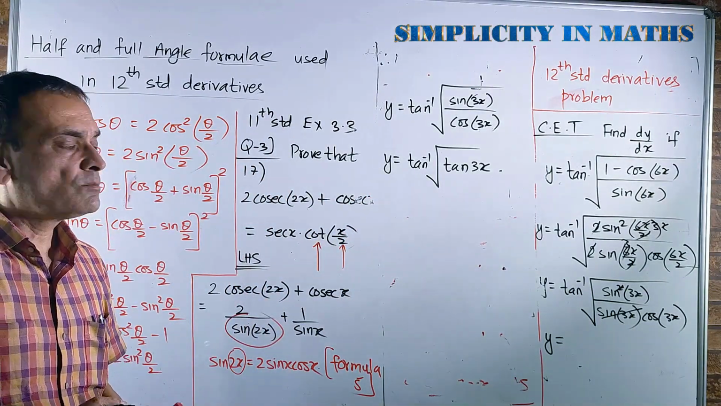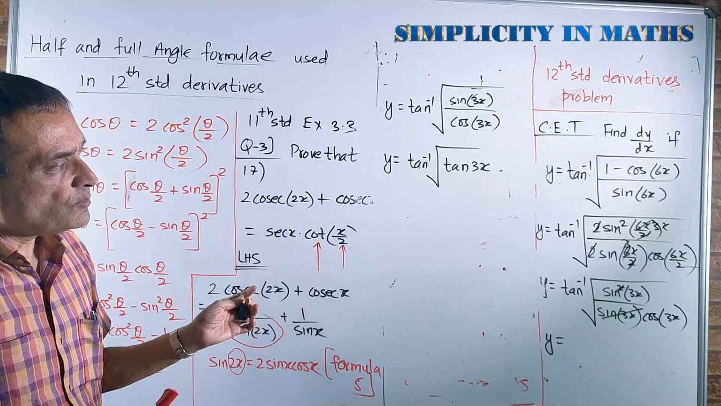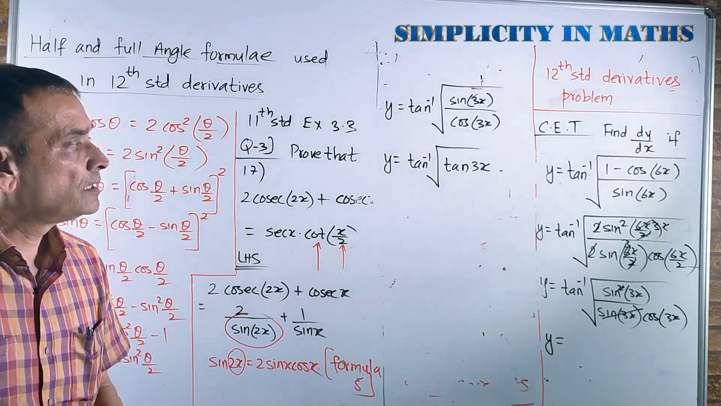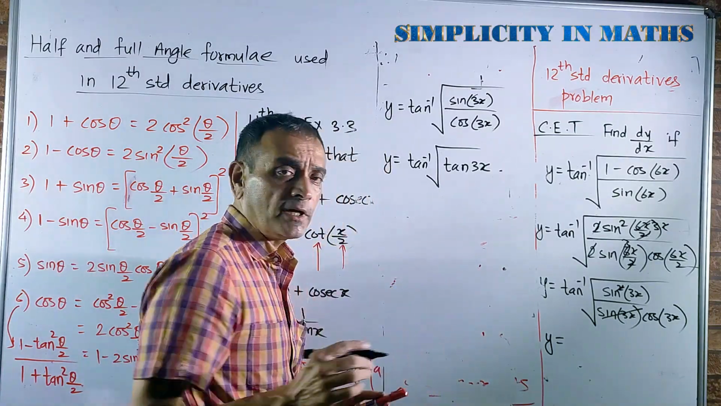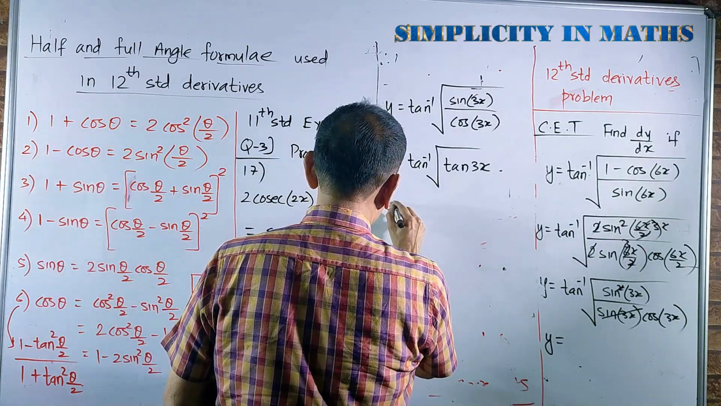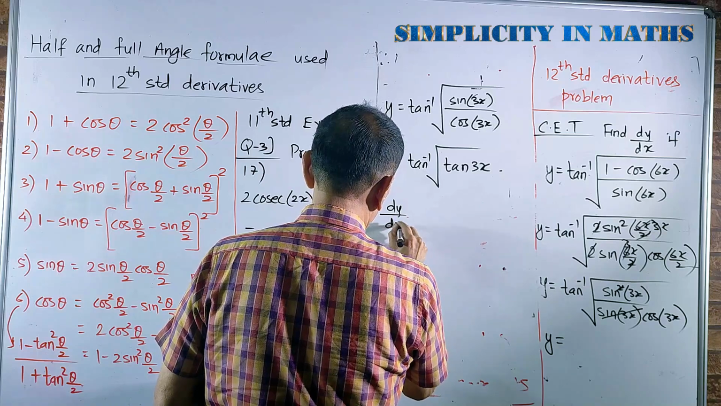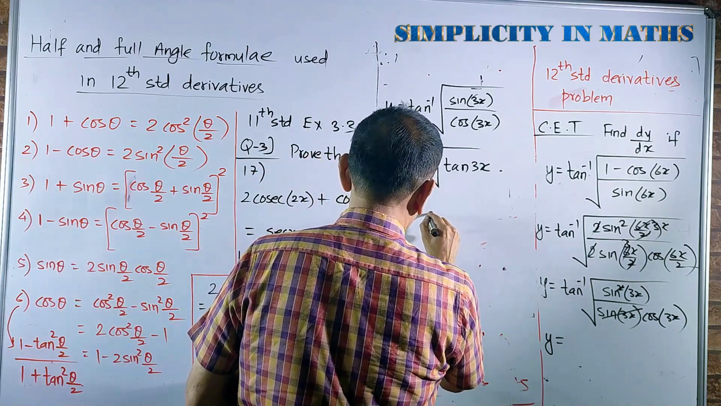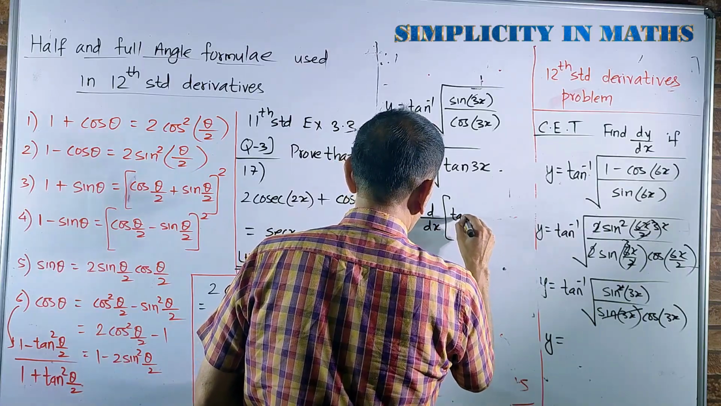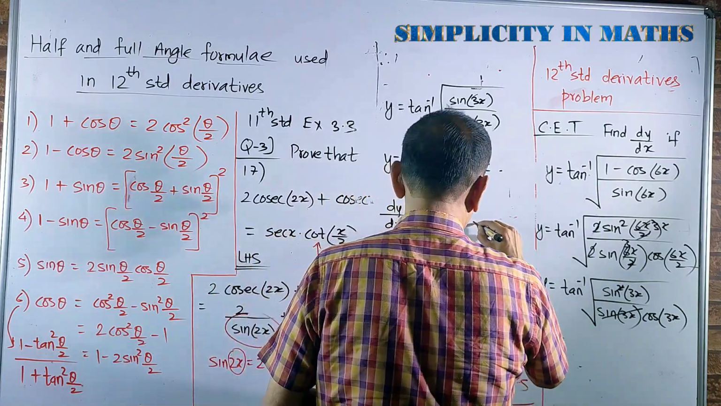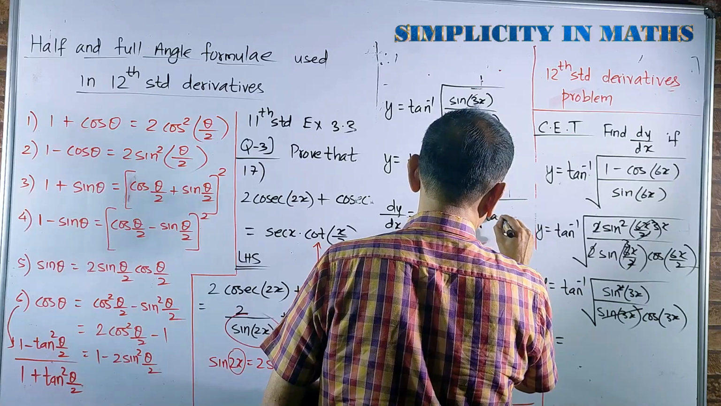Okay? It has been simplified this much. After this simplification you have to take the derivative. So you know how to take the derivative? dy by dx, d by dx of tan inverse root of tan 3x.